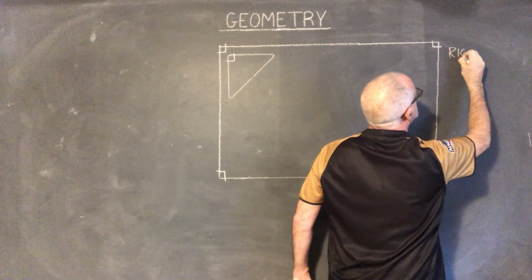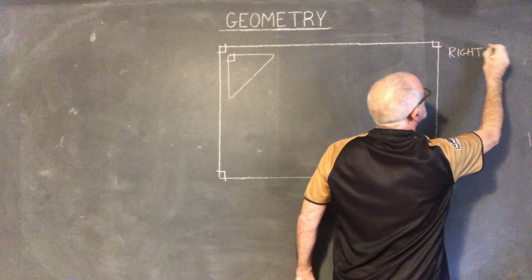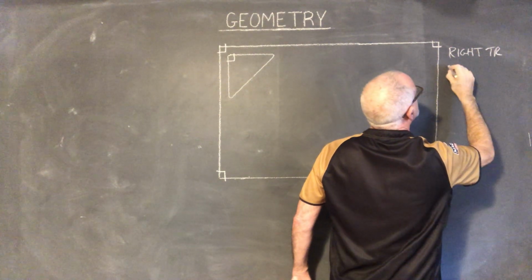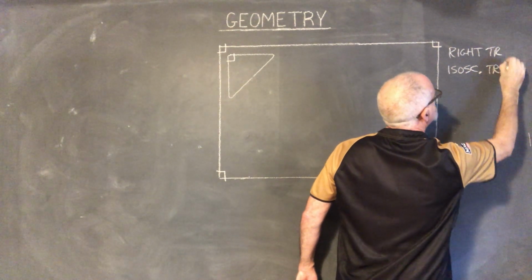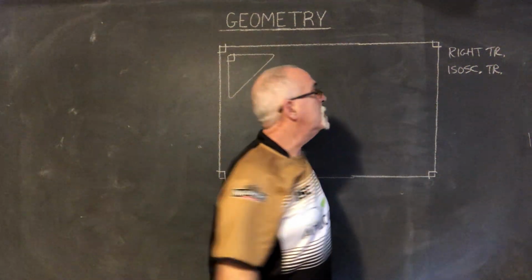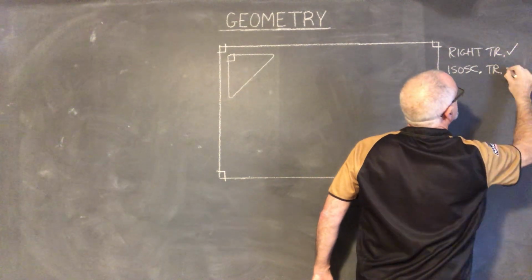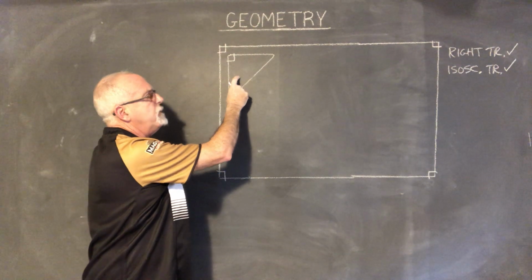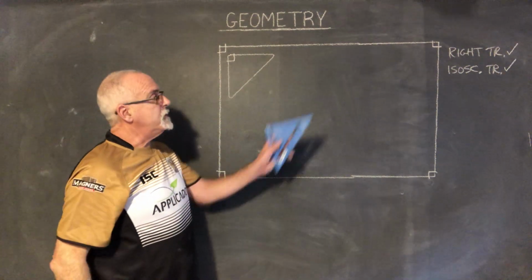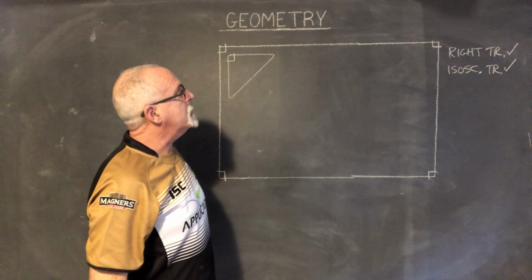Right triangle, isosceles triangle. Is that fitting? Yes. Check and check. So by putting a right isosceles triangle in, I covered 2 of the triangle shapes that we'd like to cover.